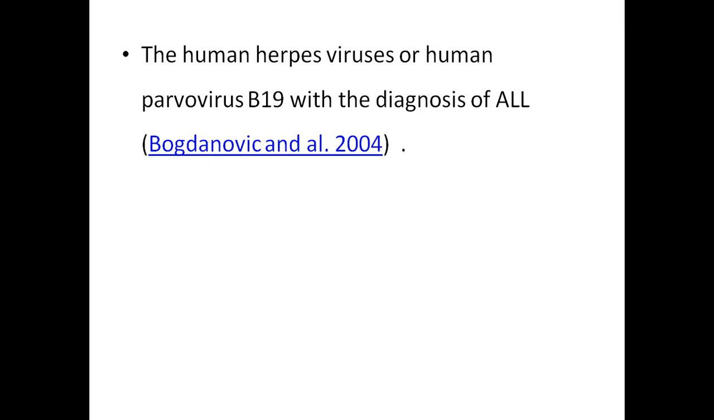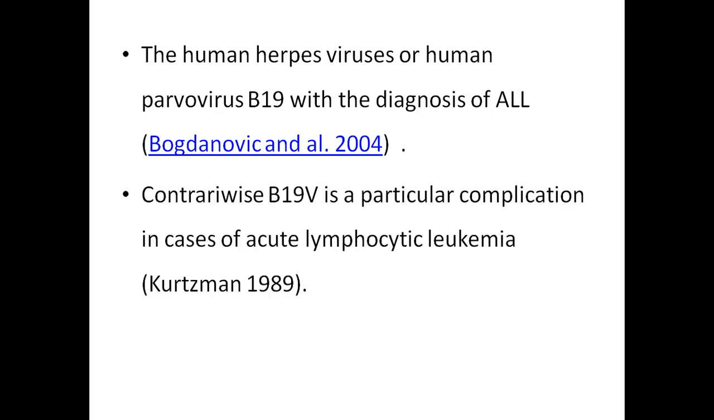The human herpes viruses or human parvovirus B19 with the diagnosis of acute lymphoblastic leukemia. On the contrary, B19 virus is a particular complication in cases of acute lymphocytic leukemia.